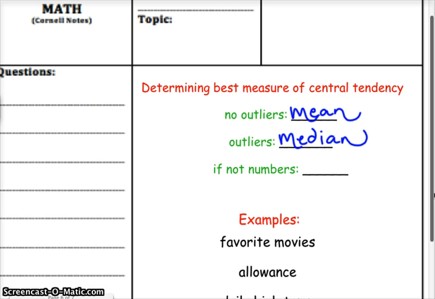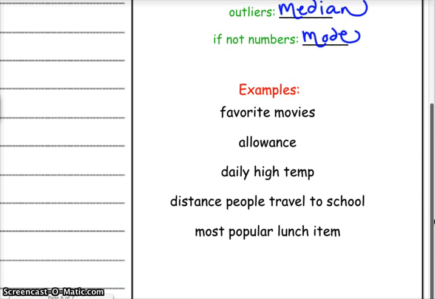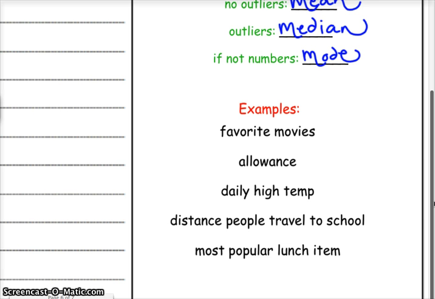If they're not a number, what do you do? Mode. If they're not a number, you mode it out. What happens the most? Let's do some examples. This is what your homework will be like. They'll say, which measure of central tendency should you use? Favorite movie, what do you think? Mode. Because I don't know what number Pitch Perfect 2 is. Okay, I don't know what number that is. I can't put it in order.